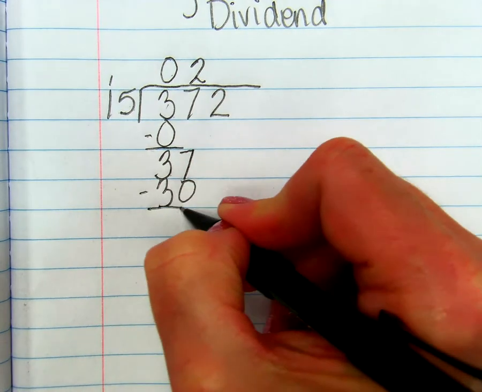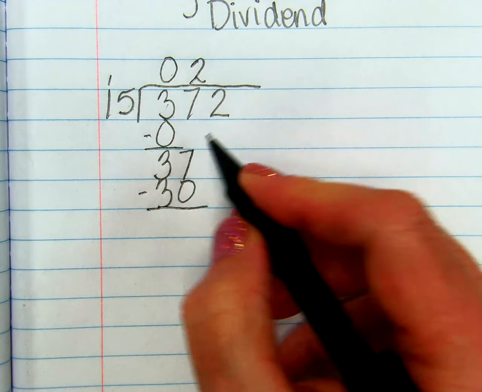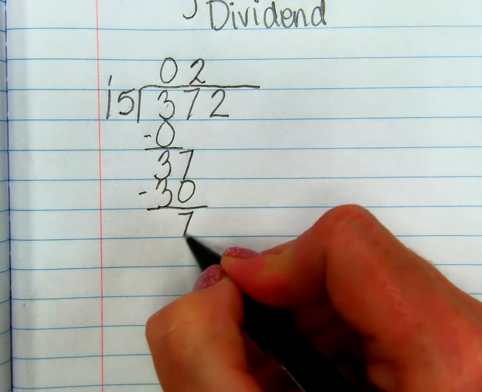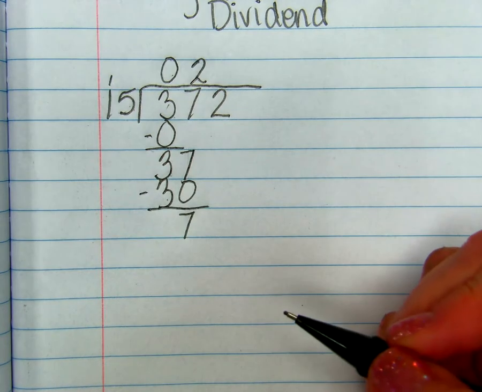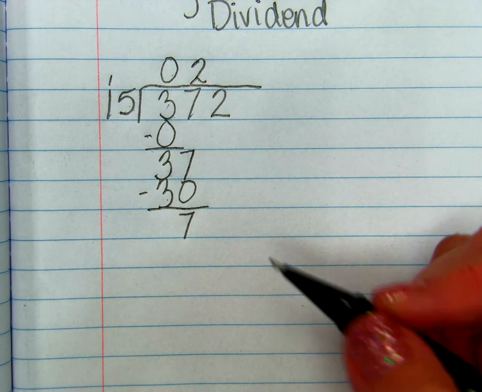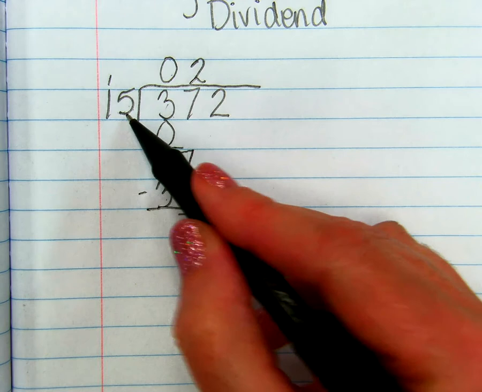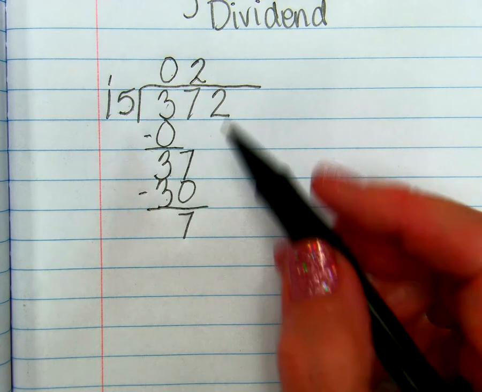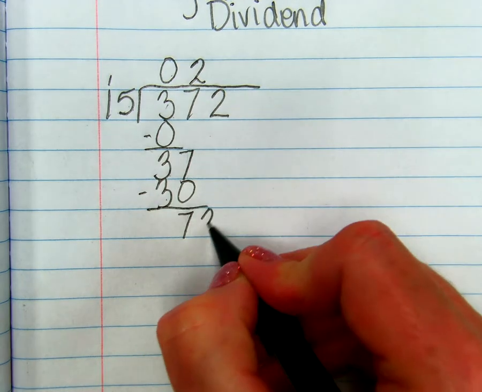Let's subtract. 7 minus 0, 7, and 3 minus 3 is our 0, and we can just leave that space blank. Let's check. Is 7 less than 15? Yes, so we can bring down the 2.